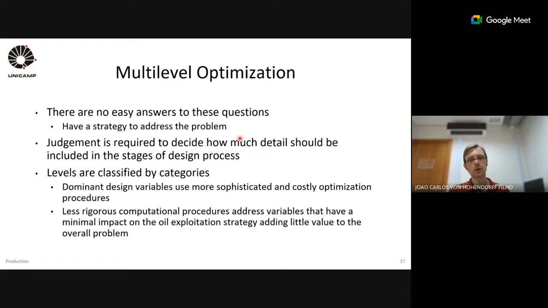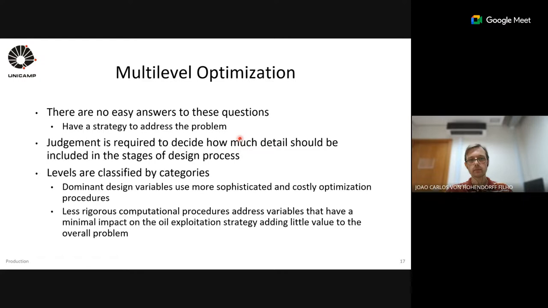We can select some levels classified by categories, because it is the same idea from when we talked about optimization. Some design variables that are dominant generally use more sophisticated and costly optimization procedures. For example, the well placement is very complicated to optimize because we have a lot of possibilities to define the well placement. Okay.